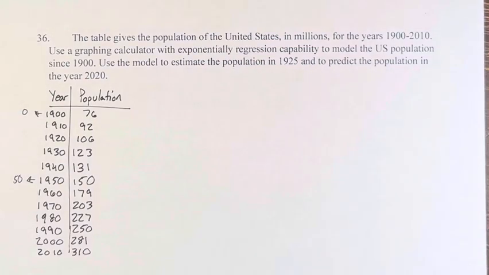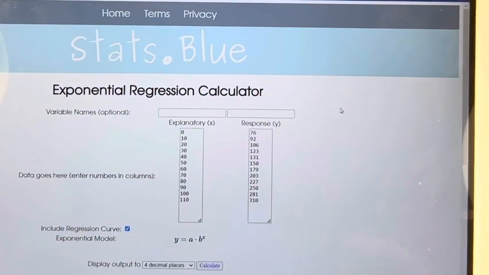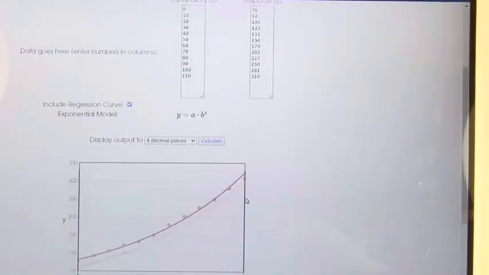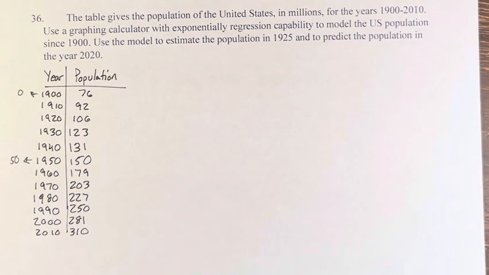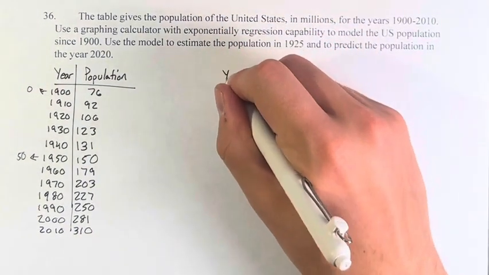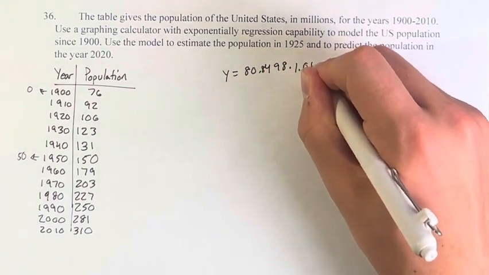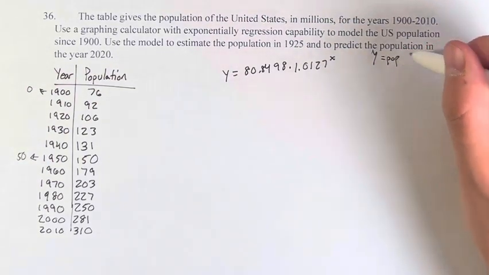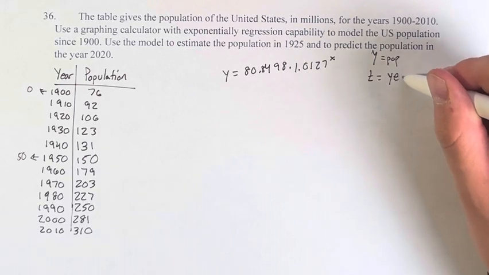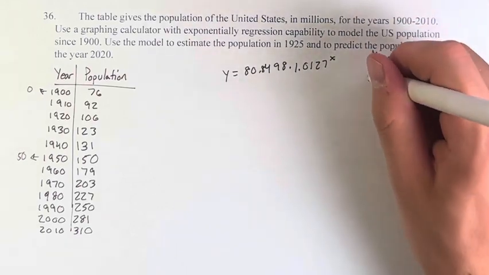You can see here, if I pull it up, we have an exponential regression calculator that I just found online. We have our points inputted here, and we get an output of this regression equation. So if we use this, we get an equation, y equals 80.48498 times 1.0127 to the x. Here, y represents the population in millions, and x represents the years since 1900.